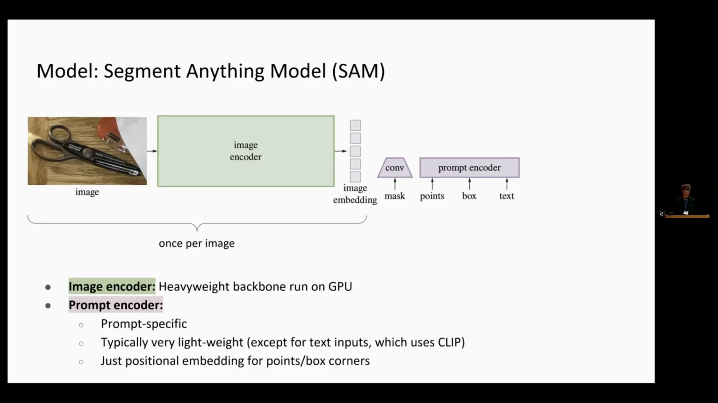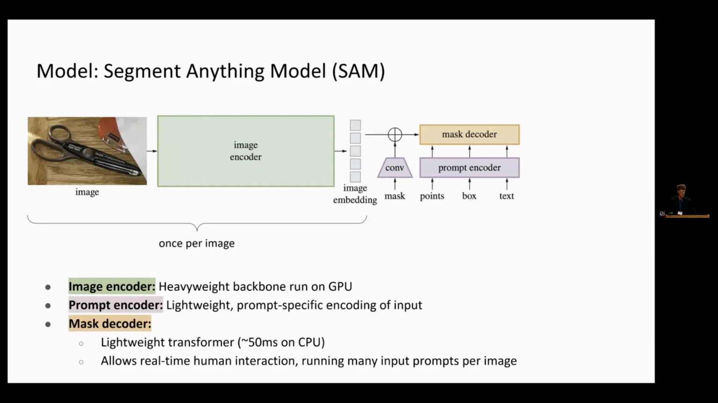So with the images encoded into embeddings and the prompts encoded into embeddings, the goal is to combine these together to get out masks. And what we use is a very lightweight transformer. The benefit of this lightweight transformer is that it can run very quickly, even on CPU in browser. It takes about 50 milliseconds on CPU in your browser to do this step. And this has 2 big benefits. One is that it allows real-time human interaction. You can put the image in front of people, they can click, they can see if the mask is right or wrong or the object that they want, and they can click again if it's not the thing they want. And the other benefit is that it allows you to run very many input prompts on an image fairly efficiently. And we're going to use both of these things later on in the presentation.